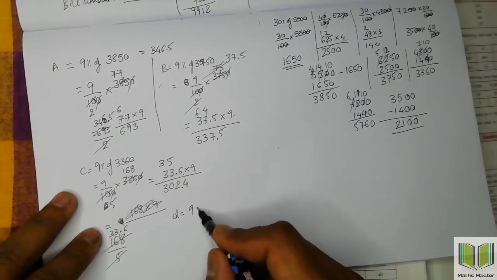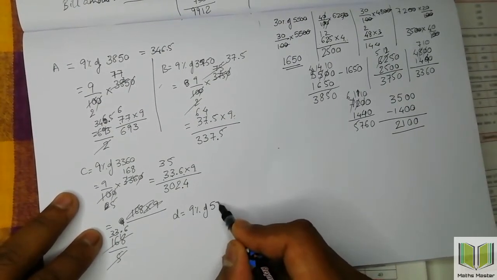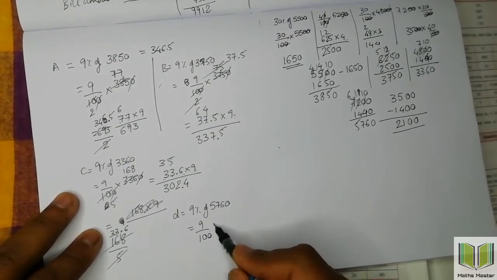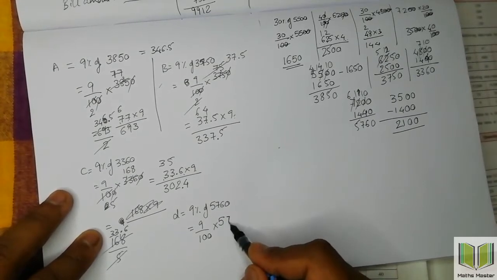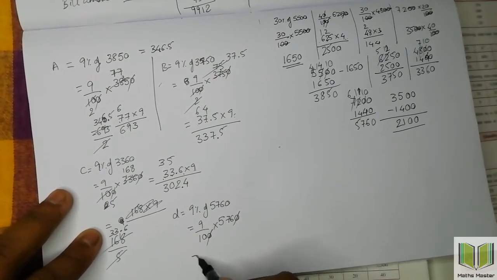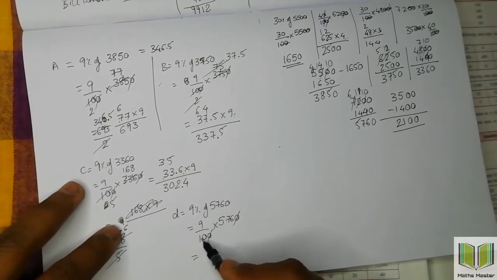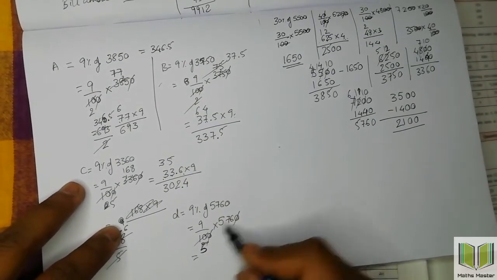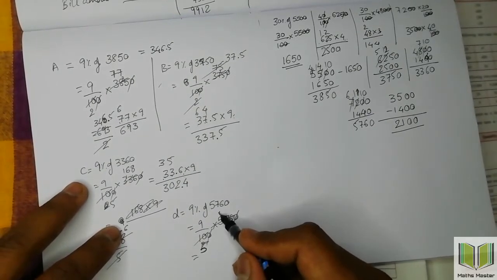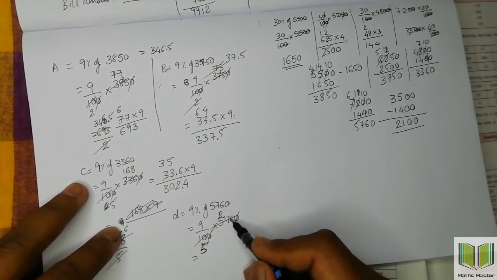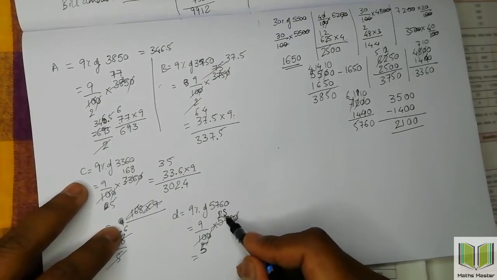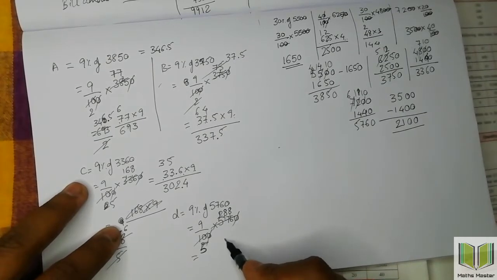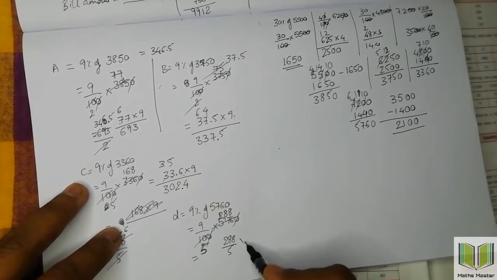D is equal to 9% of 5760, which is equal to 9 by 100 multiplied with 5760. The zeros get cancelled. Yeah, the same way. 288 by 5. 288 by 5 into 9.